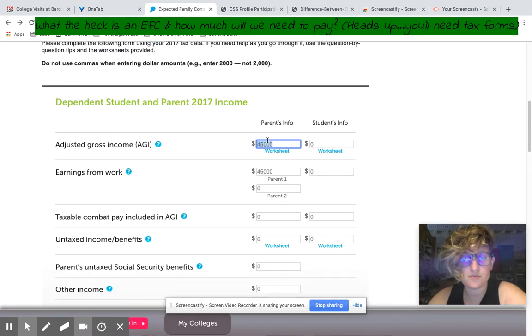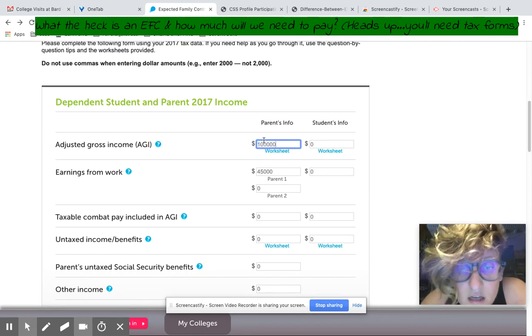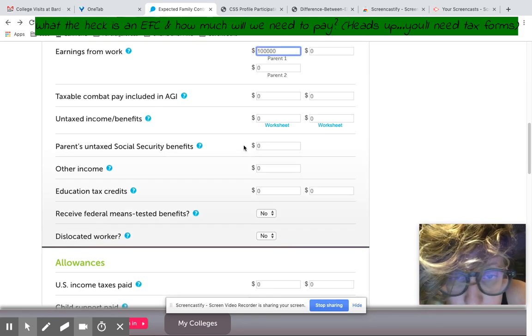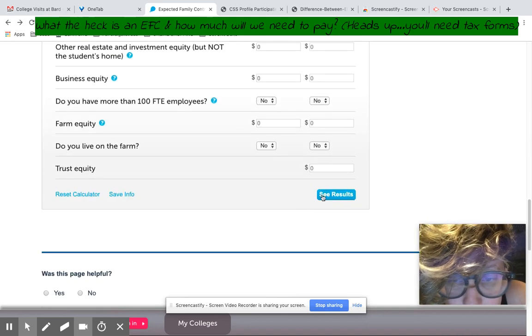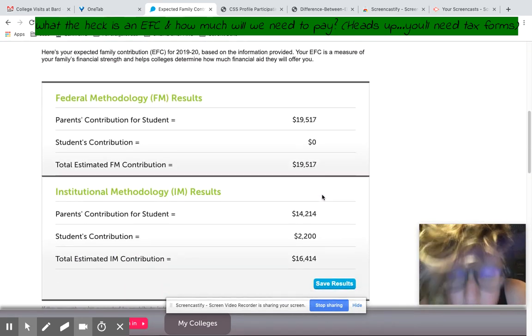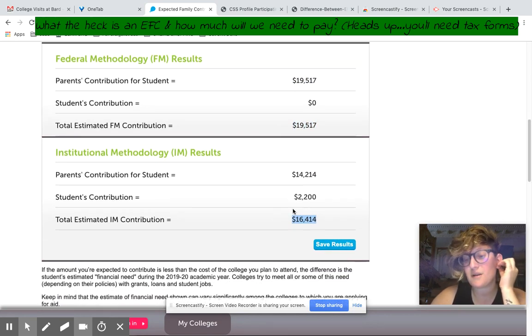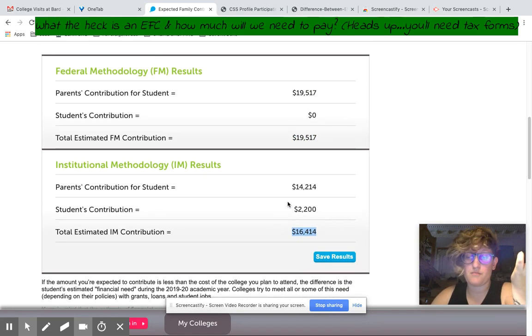So let's say a family makes $100,000. Okay, so this is what they're going to expect for families to pay. And it's going to be a little bit more for the federal methodology and a little bit less for the institutional methodology. That's how sometimes private colleges can end up being a little bit cheaper than public colleges, which is interesting, right?